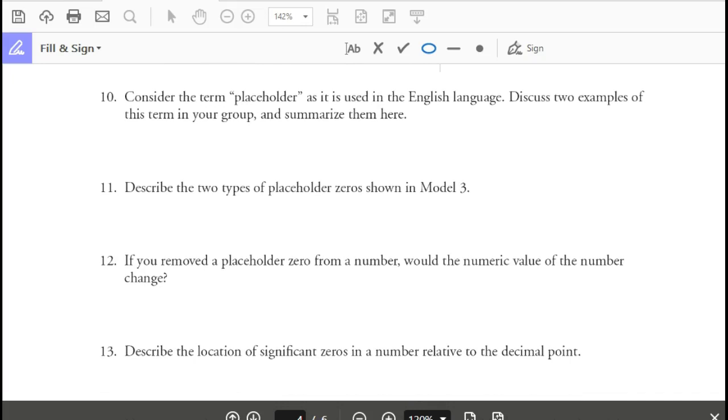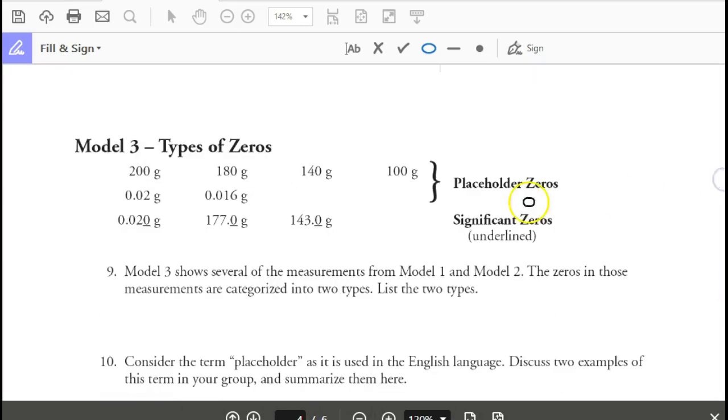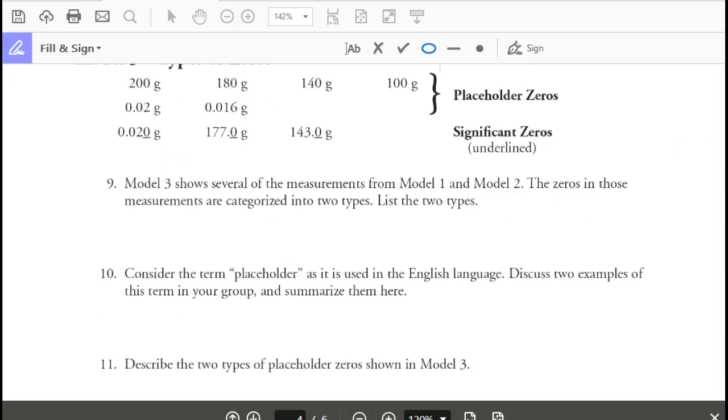Number 11. Describe the two types of placeholder zeros that are shown in Model 3. If we look at the placeholder zeros, it looks like there are zeros either before an implied decimal. So this is 200 grams, but you would tell yourself that there's a decimal at the end. And there are also zeros after decimals, so 0.02. Those are considered the two placeholders.